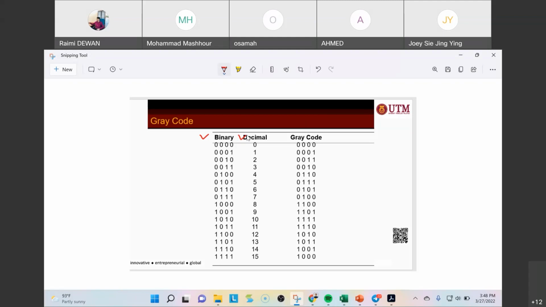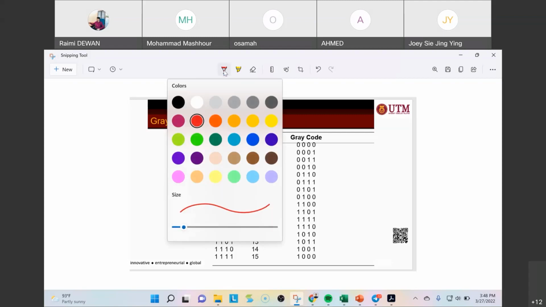Karnaugh map, you will learn later, we call it KMAP. The gray code algorithm is given by the expression. So what is so special about the gray code is that we only allow two successive values to differ in only one bit, I will show later. First of all, we need to see the gray code algorithm, which is given by the expression Gi.